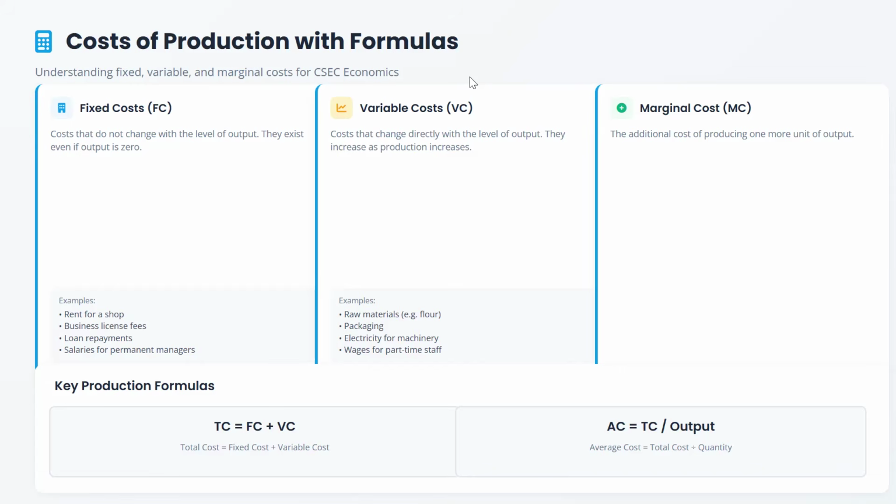So for example, if I'm making chairs and every chair costs me $5 in wood. If I make 2 chairs, how much would that cost me? $10. Right? If I make 5 chairs, how much would it cost me? 5 fives are $25. So it will change or vary based on the level of output. The more I produce, the more variable cost I pay. The less I produce, the less variable cost I pay.